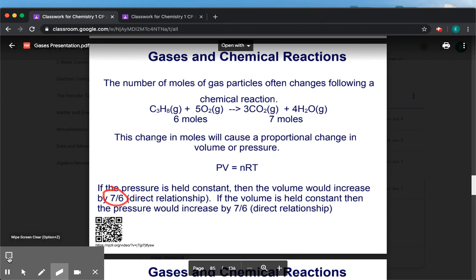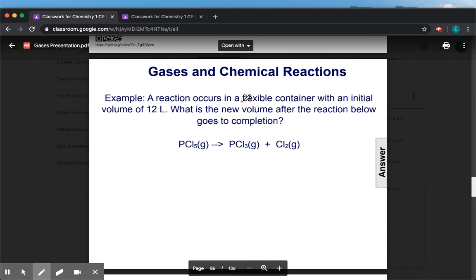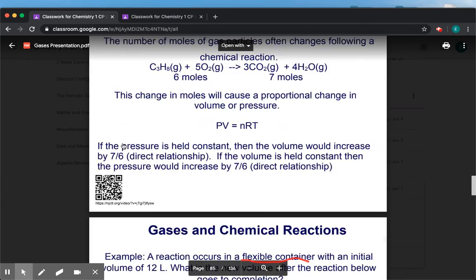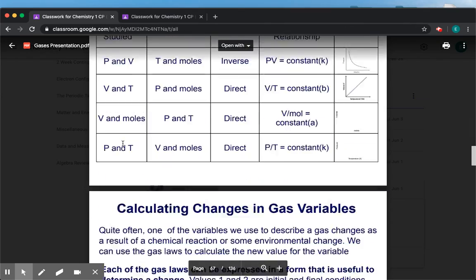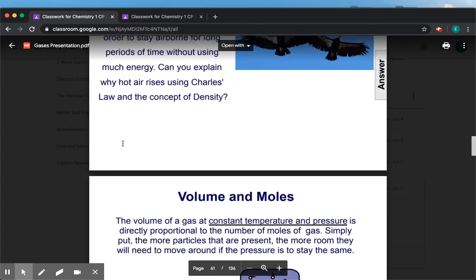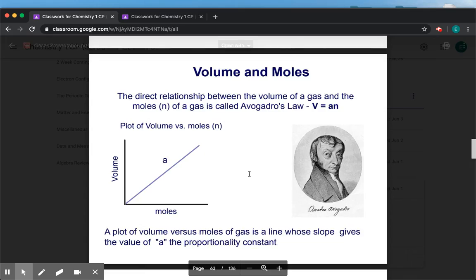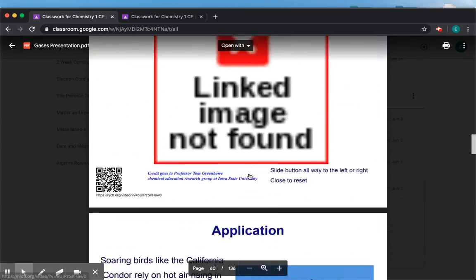But this is just an example. You're going from 6 moles to 7 moles, and you need to use the equation to figure out how that's going to change. Okay, and let's do an example. A reaction occurs in a flexible container. What is that telling us? Well, remember from yesterday, we used flexible containers when we were keeping pressure constant.